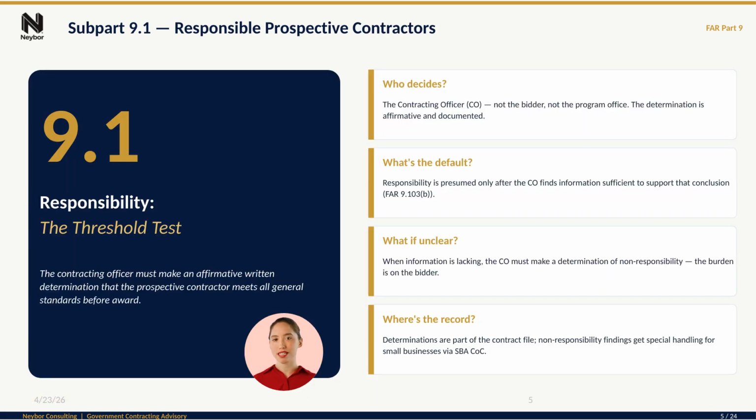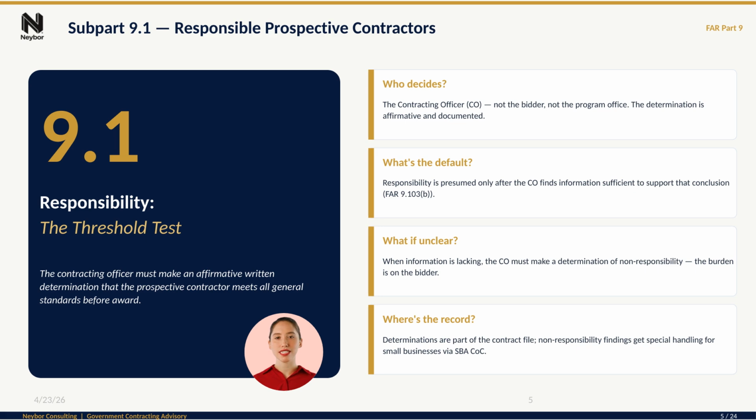Subpart 9.1 is the heart of Part 9, and it sets up one of the most important ideas in federal procurement, the threshold test of responsibility. Before a single dollar changes hands, the contracting officer must make an affirmative written determination that the bidder is a responsible prospective contractor. Think about what that means in practice. First, this decision sits with the contracting officer, the CO. Not the program office, not the requiring activity, and definitely not the bidder.